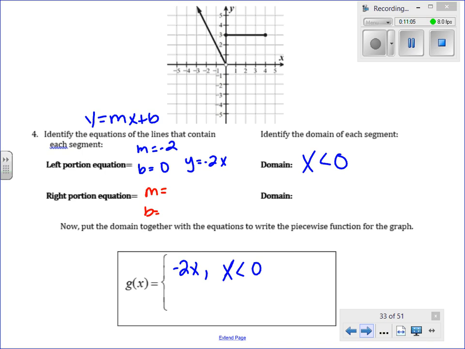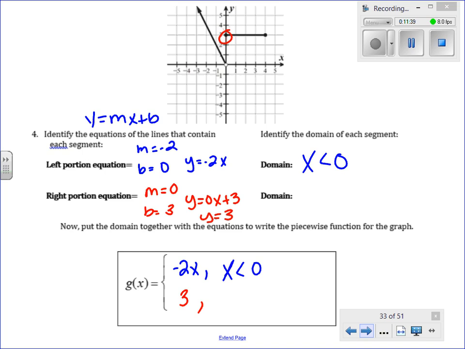Our slope of a flat line is 0. Okay, we're not going up or down anyway, it's just 0. Our y-intercept, we can see it crosses at 3 on the y-axis, so our b is 3. So if we fill in our y equals mx plus b, we get y equals 0x plus 3. What happens is that 0x cancels out, so our line is just y equals 3. So our second equation is just, you can just put 3 in the box there.